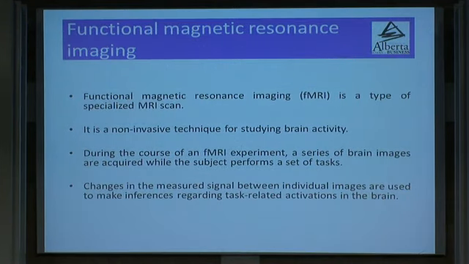So I know we talked about fMRI yesterday, but for those who weren't here yesterday and don't know about fMRI, I'm just going to give you a few slides on fMRI. So functional magnetic resonance imaging, it's a type of specialized MRI scan. It's a non-invasive technique for studying brain activity, and over the course of an fMRI experiment, a series of brain images are acquired while the subject performs a set of tasks or changes psychological state. Okay? And then changes in the measured signal between individual images are used to make inferences regarding task-related activations in the brain.